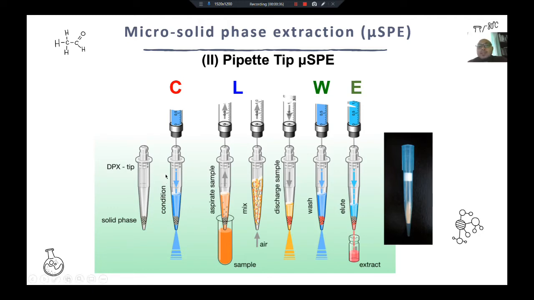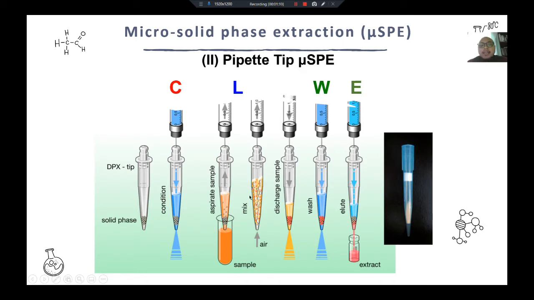So you have the conditioning, and then you can do the sample loading. Of course, you want to condition the adsorbent so it can interact effectively with the analyte of interest. In loading, there are actually two methods: either you inject from above, or you aspirate the sample inside here, and then suck in a little bit more air.